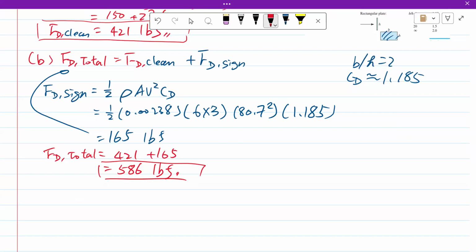We don't have to multiply it by 2 in this case because the plate is perpendicular. It's a different geometry compared to a flat plate that is parallel to where your flow is coming in. The drag force in this case has already accounted for the effect, so we don't have to look for it.